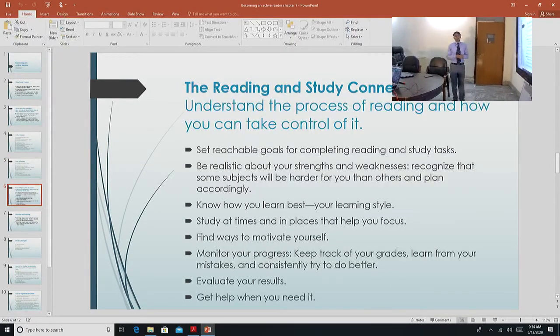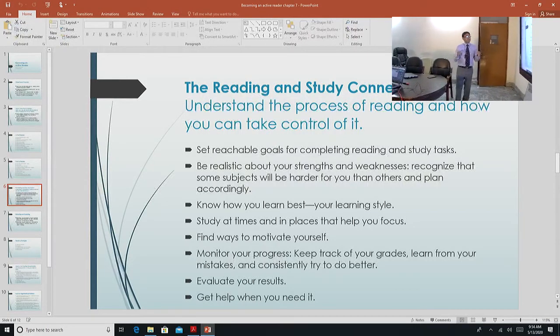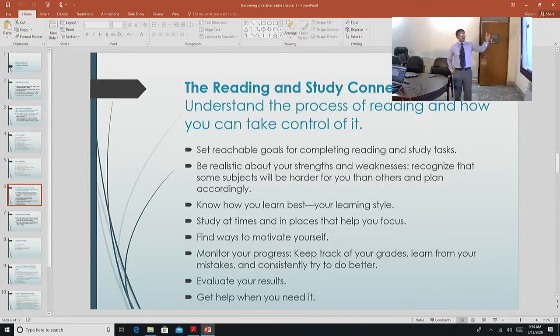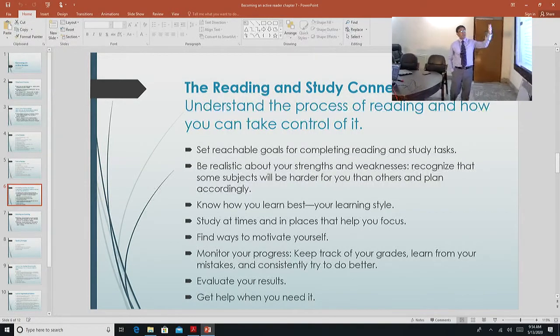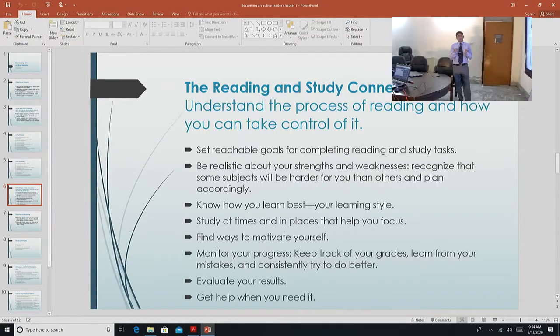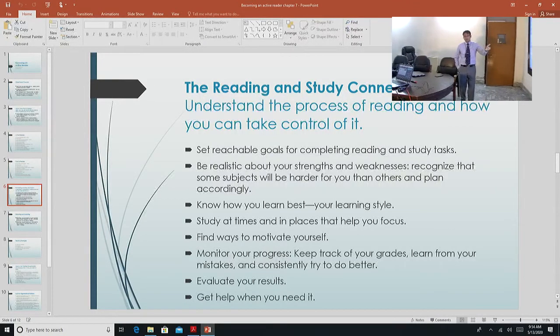So the next thing that Carol discusses is the reading and study connection. There should be a connection between your reading habits and studies. They understand the process of reading and how you can take control of it. So that's very important. I have just talked about it. First of all, you should have goals. Set reachable, attainable goals for completing reading and study tasks.